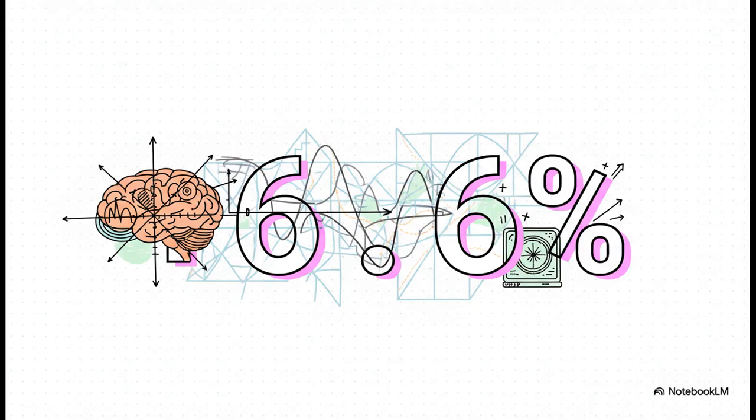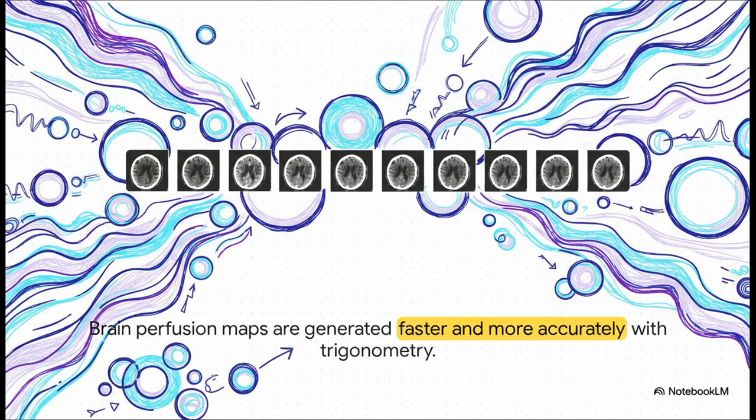And does it work? Oh yeah, absolutely. By using this trig model to reconstruct the brain scan data, researchers saw a 6.6% improvement in the accuracy of their blood flow maps. Now, 6.6% might not sound like a huge number, but in a stroke situation, believe me, that extra bit of precision can be the difference between a good outcome and a very bad one. What you're looking at here are perfusion maps. They show doctors exactly where blood is flowing in the brain, and maybe more importantly, where it isn't. And being able to generate these clear images from noisy data and doing it fast is all made possible by using the elegant language of circles and waves to describe complex biology.